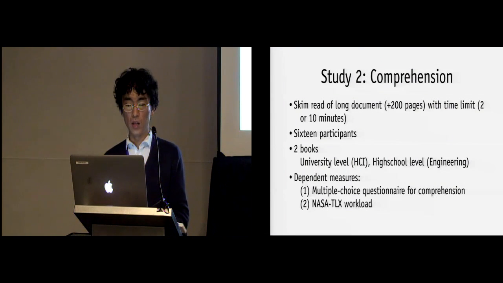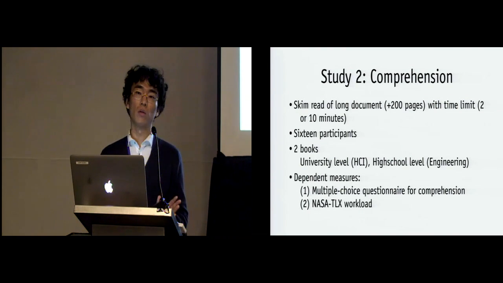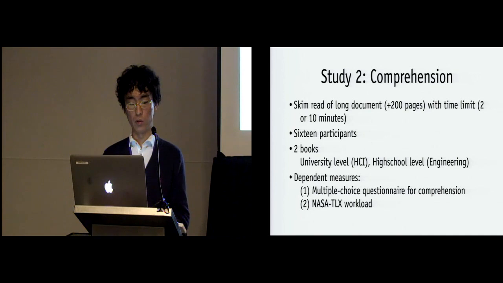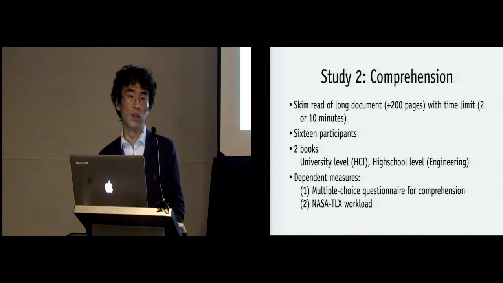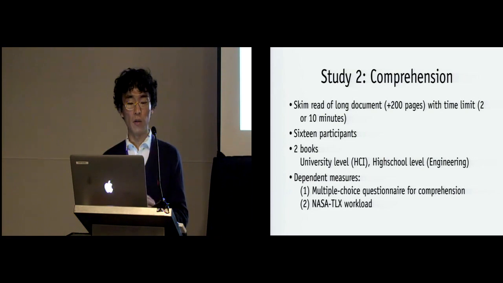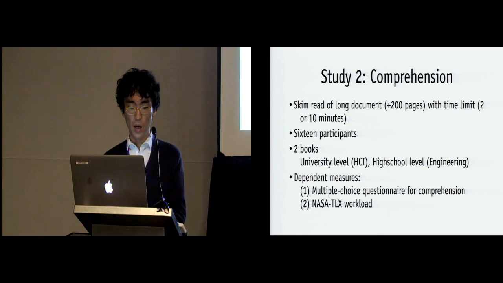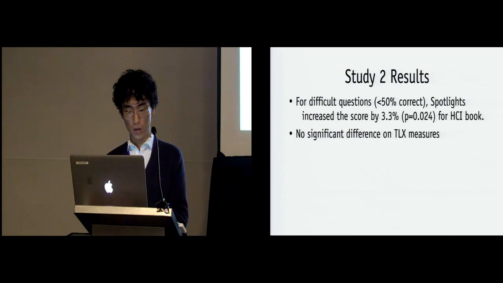And in the second study, we also tested with long documents, but we gave more time, about several minutes to read it. From 16 participants, we tested 2 books with different levels of difficulty. The first book was an introduction to HCI, which is a university-level book, and the other one is about engineering at the level of high school. Two dependent measures were used: multiple choice comprehension measurement and NASA TLX workload.